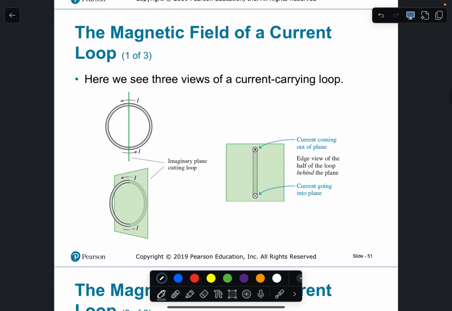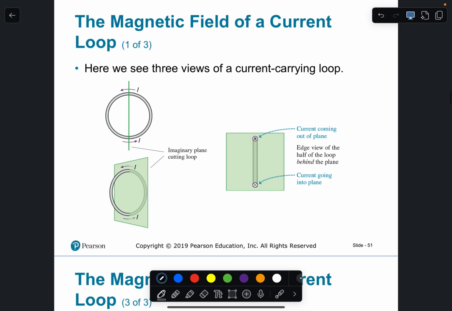The magnetic field of a current carrying loop. So let's analyze that a bit further. The picture that we were looking at, this is how you can think of it, right? Here's your loop. You cut that loop in half. Half of it's sticking out of the paper. The other half is going behind it. This is how we're going to view the loop.